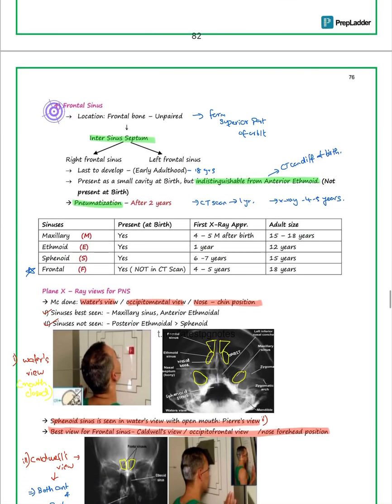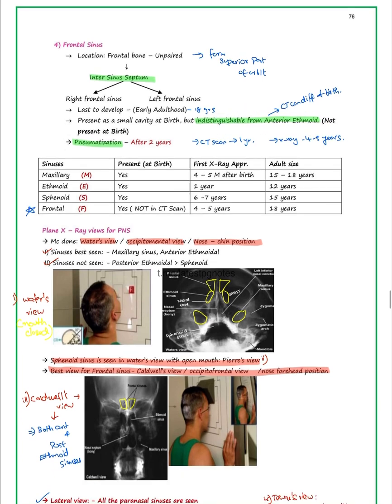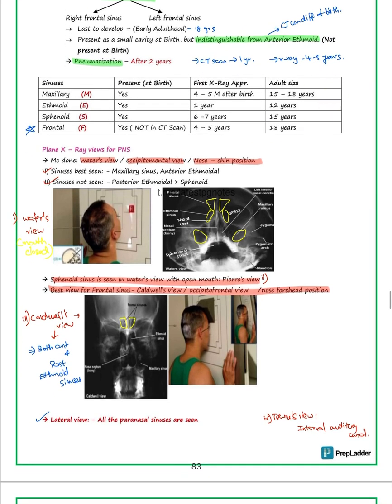Then the frontal sinus, which is present in the forehead, is located in the frontal bone. It is also an unpaired bone, as it is a single unit. It forms the superior part of the orbit. An intersinus septum divides it into right and left frontal sinuses, like the sphenoid sinus. It is the last to develop, reaching adult size at about 18 years. At birth it is a small cavity, indistinguishable from the anterior ethmoid. Then this is a small box which shows the appearances and the adult size.